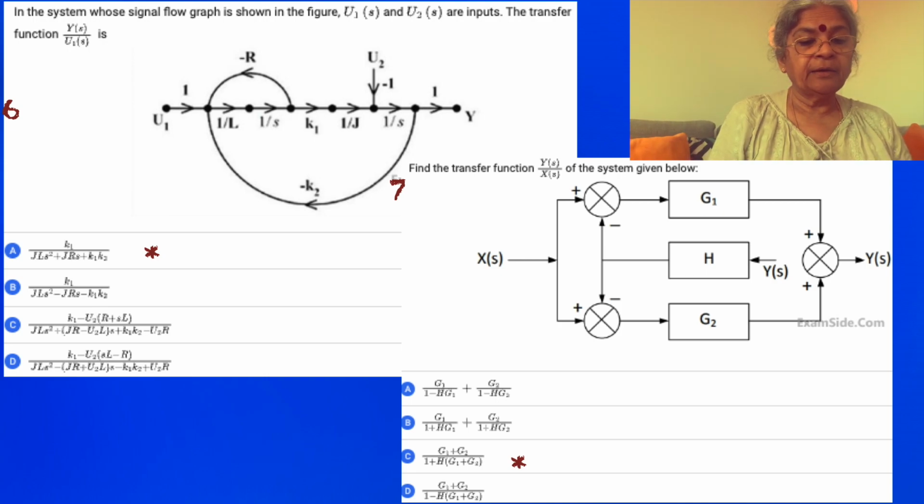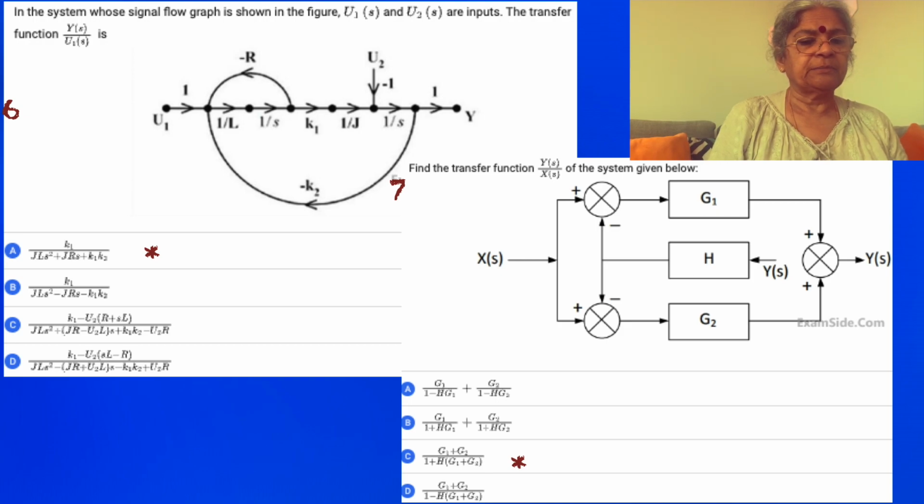How many feedback loops do we have? We have only 2. One goes through minus K2, the other goes through minus R. All these things are okay. So now let's start picking up the forward path. What we have there: 1 by L into 1 by S, into K1, into 1 by J, into 1 by S square. So we have 1 by JL S square, multiplied by K1. So only K1 comes on the numerator.